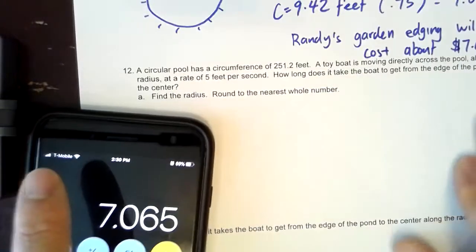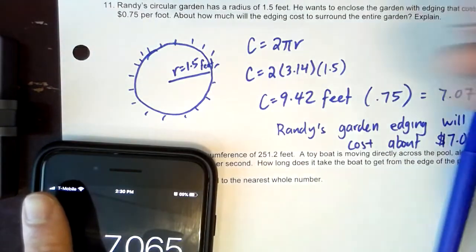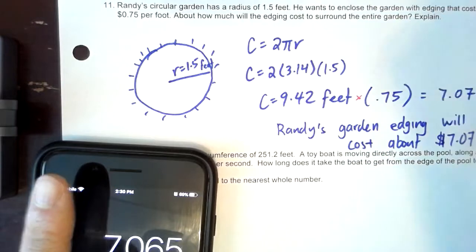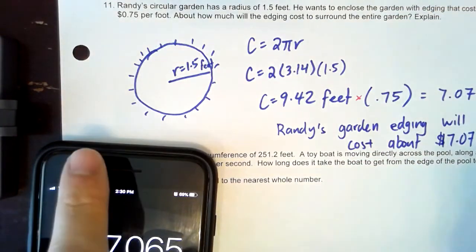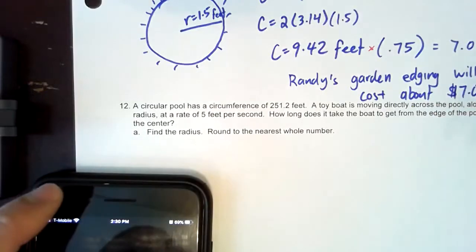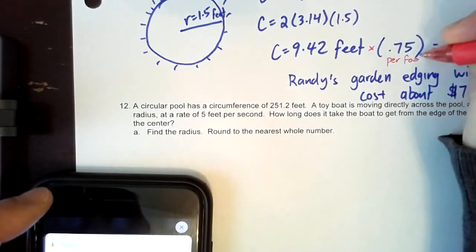Okay, not too bad. Just have to find the circumference and then just multiply the circumference by the price per foot. Let me include a little bit more detail. Price. This is price per foot, right?